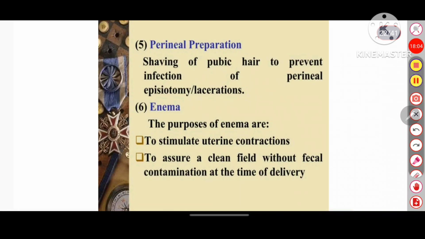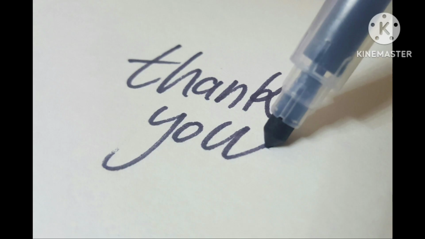The next important thing that you need to do is the perineal preparation, that is shaving of the pubic hair to prevent infections. And also we need to give an enema. Why is an enema given? Mainly it stimulates uterine contractions, and it also helps in the prevention of contamination that happens because of fecal matter at the time of delivery.